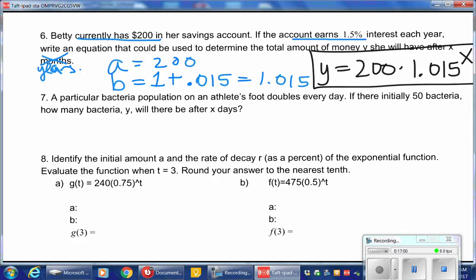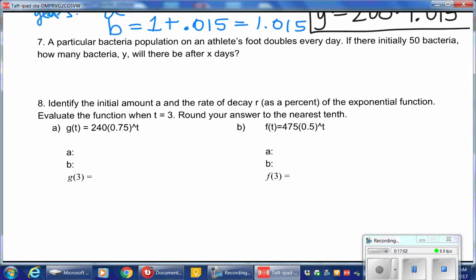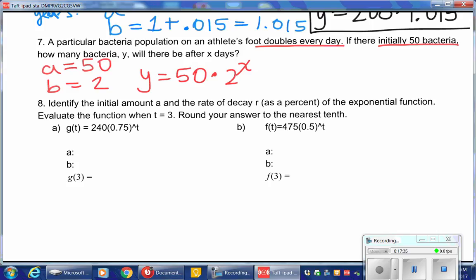Number 7. A particular bacteria population on an athlete's foot doubles every day. If there are initially 50 bacteria, how many bacteria Y will there be after X days? So first we have to write an equation. So doubles every day and initially 50 bacteria. So my A value is 50 because we start with 50 bacteria, and my B value, it's doubling every day, so we're going to multiply by 2. So my equation is going to be Y equals 50 times 2 to the X power.